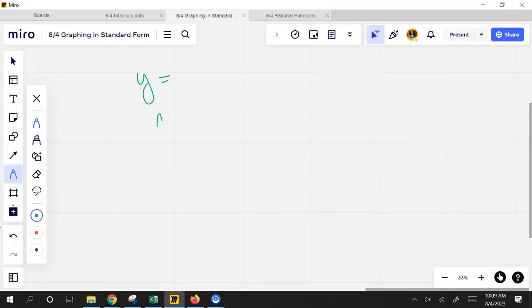By the way, if I write this way, does that confuse anybody? That just tells me that it's a function.